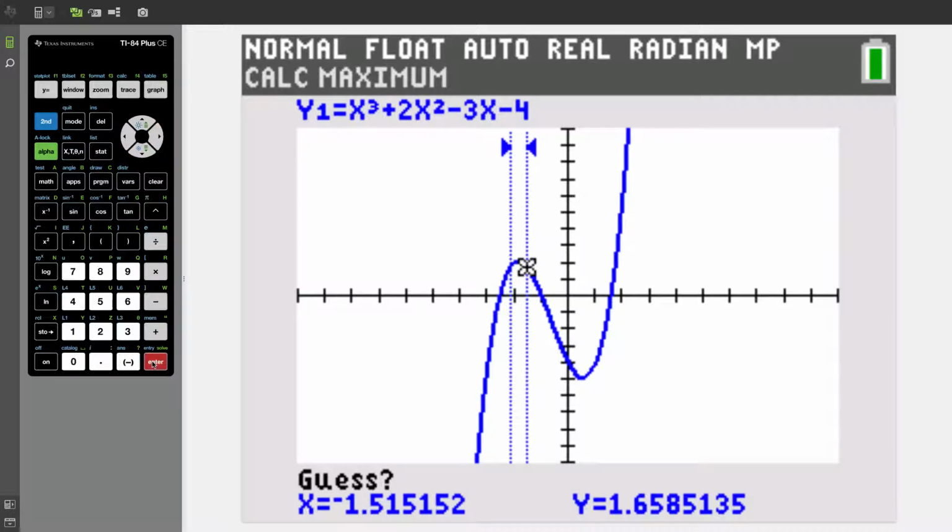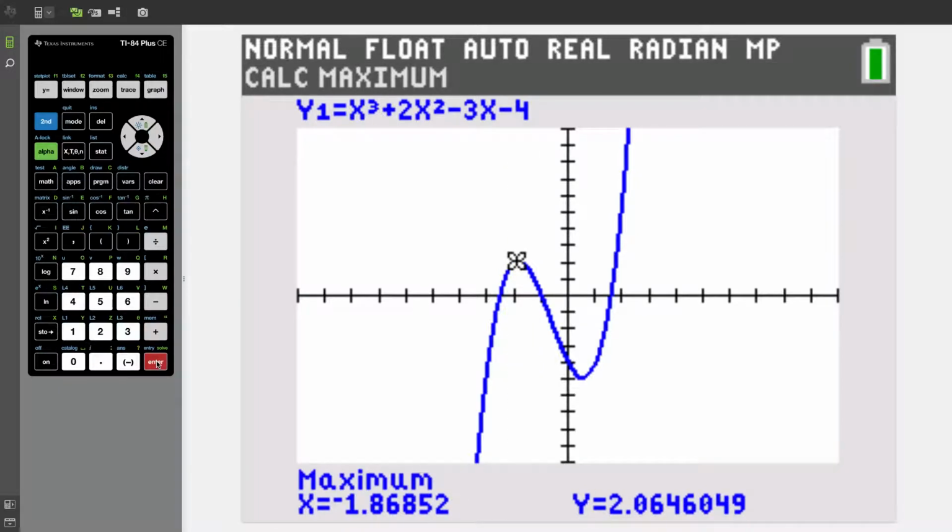Hit enter. And what the calculator is doing is it's creating this tiny little interval right here, and it's saying, do you want me to guess the maximum value in between these two x values? Which we do, right? The maximum is in between them. So it's asking me, do you want me to guess? I have to hit enter for yes. And then it tells me what my maximum is.